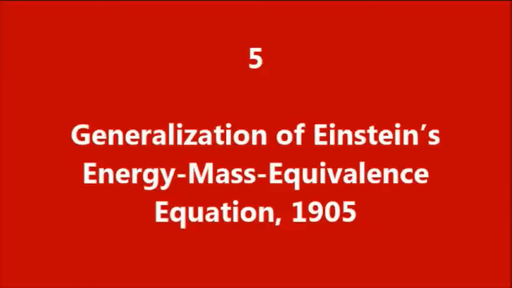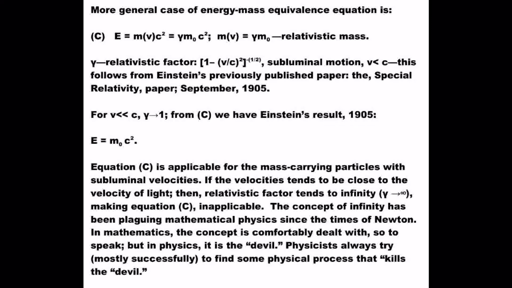Generalization of Einstein's energy-mass-equivalence equation, 1905. More general case of energy-mass-equivalence equation is equation C. Equation C is applicable for the mass-carrying particles with subluminal velocities. If the velocity tends to be close to the velocity of light, then relativistic factor tends to infinity, making equation C inapplicable. The concept of infinity has been plaguing mathematical physics since the times of Newton. In mathematics, the concept is comfortably dealt with, so to speak, but in physics, it is the devil. Physicists always try, mostly successfully, to find some physical process that kills the devil.